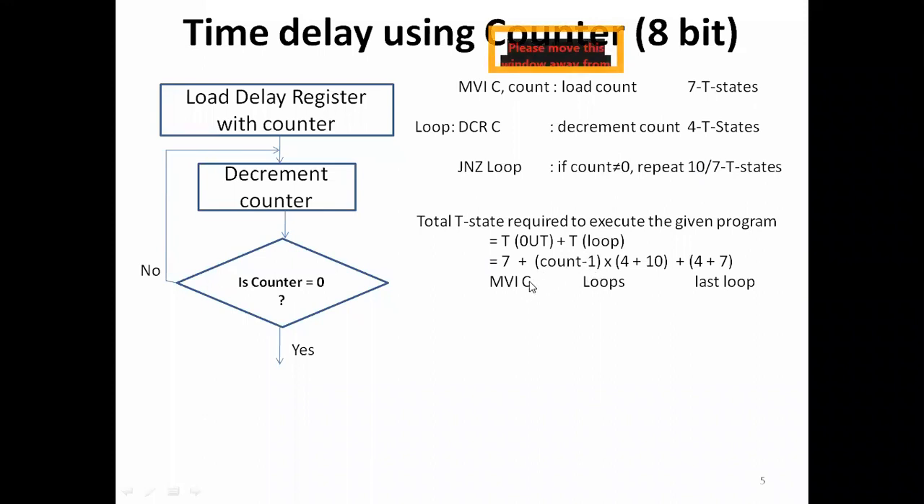So T loop will be equal to (count minus 1) into (4 plus 10), because one instruction takes 4 and the other consumes 10. When this instruction is executed, it will consume 4T states. When this instruction is executed, it will consume 10T states. This process is repeated until count minus 1. When the count value becomes 0, it will have T states of 4 plus 7. That is why it is written so. This 7 represents MVI C. This (count minus 1) into (4 plus 10) makes up the loop. And whenever it comes out of the loop, it takes only 4 plus 7 T states, the last loop.